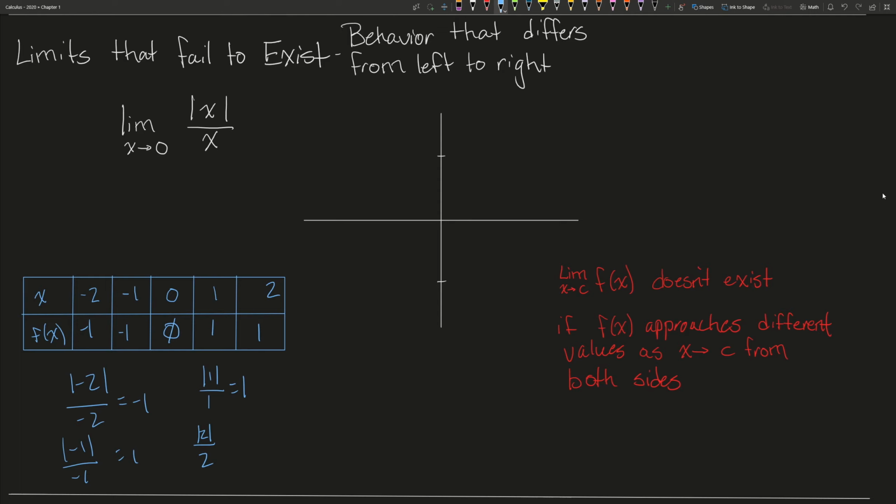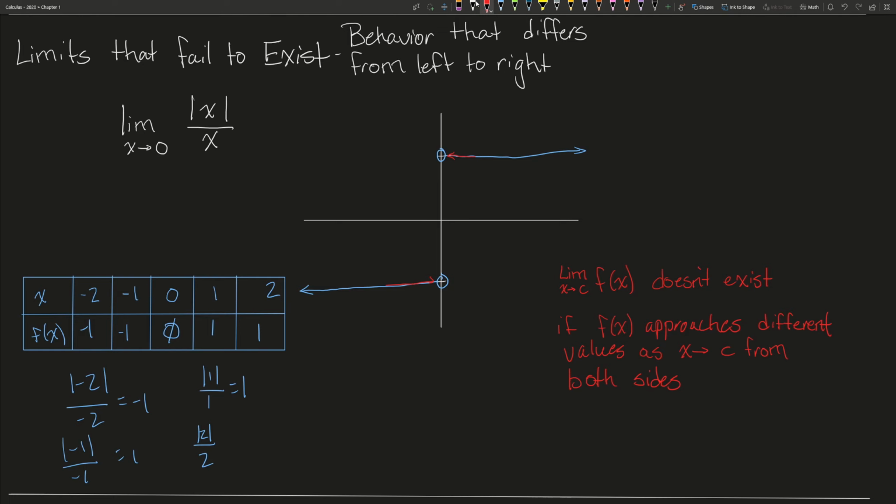So if we graph this, at 0, we don't have any value. To the right of 0, everything's always going to be y is equal to 1. And to the left of 0, everything will always be equal to -1. So if we just follow the graph, there is no particular value that's equal on both sides. Therefore, the limit does not exist.